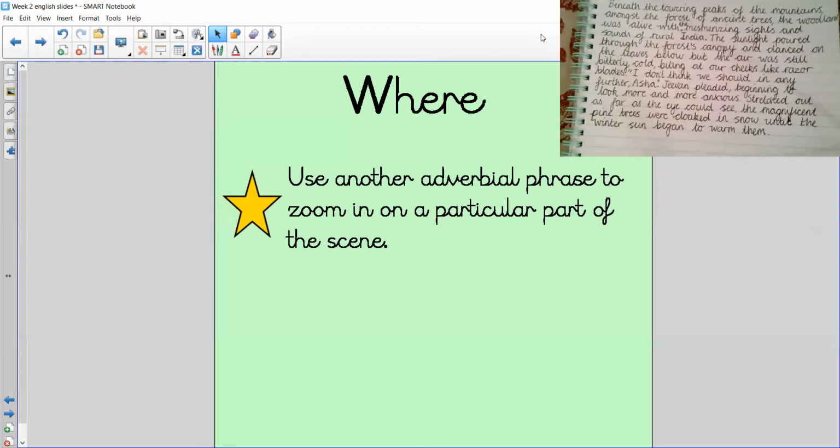I've used there as well a subordinating conjunction to make a subordinate clause. So you can see I've got quite a lot going on in this sentence. I've got adverbial phrase, subject is the magnificent pine trees, predicate were cloaked in snow, subordinating conjunction until the winter sun began to warm them. Okay, so can you have a go now at using another fronted adverbial to describe another part of your scene?